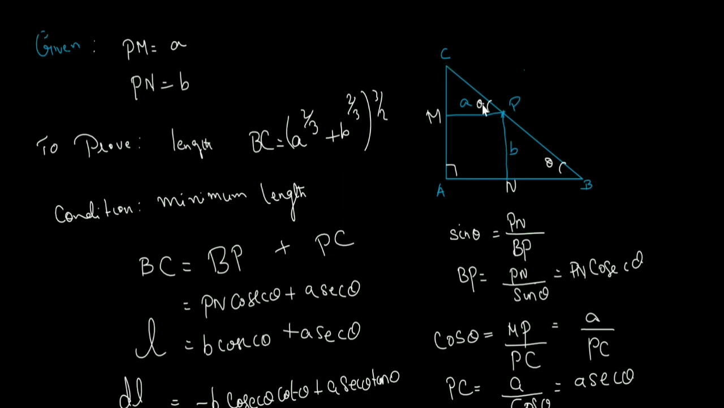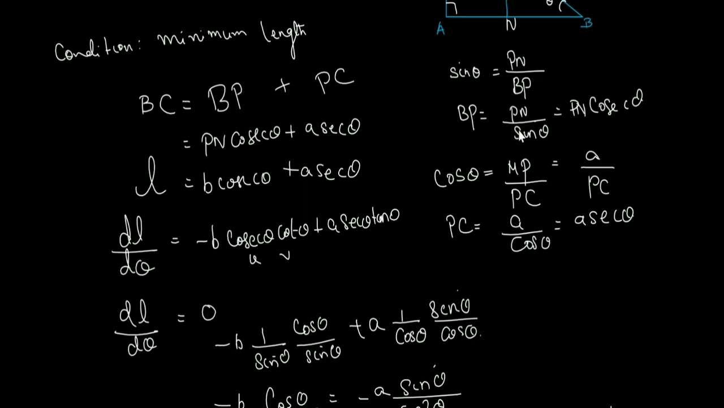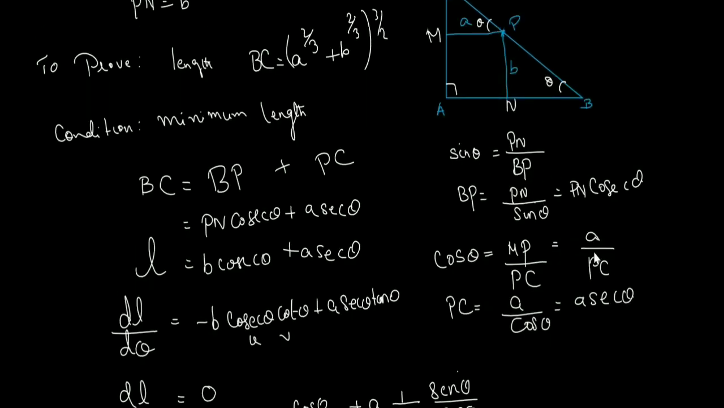The same way, in this triangle these two angles are equal because they are corresponding angles, because these two lines are parallel. PM and AB are parallel. So let us find cos theta here because we know only the adjacent side. Cos theta is equal to PM by PC. PM is equal to A, so we need PC. PC is A by cos theta, that is A secant theta. BP is PN cosecant theta, and PN is equal to B. So it is B cosecant theta plus A secant theta.